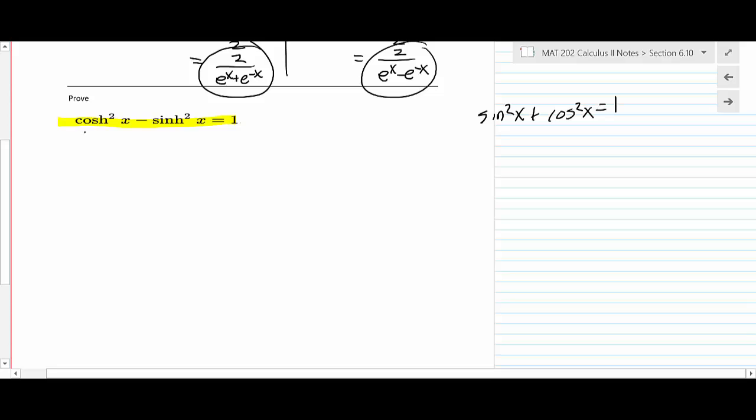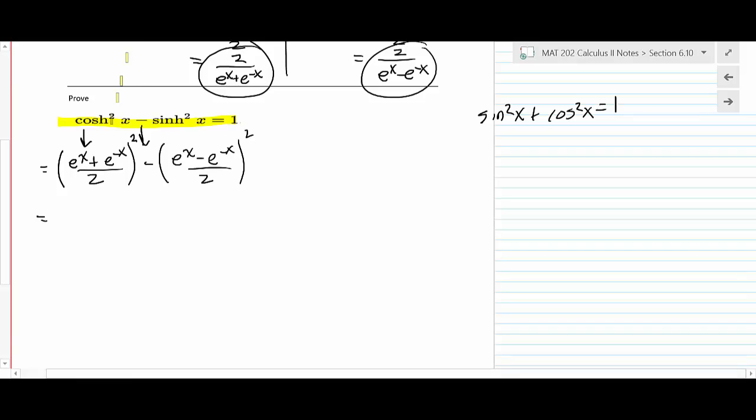Okay? So what I'm going to do on this one is write this as this. The hyperbolic cosine is (e^x + e^(-x))/2 squared. Then I'm going to bring down the minus. And then the hyperbolic sine is (e^x - e^(-x))/2 squared. Okay, we're just going to crunch out the algebra. I'm going to do this fairly quickly. So I'm squaring each term like this, okay?